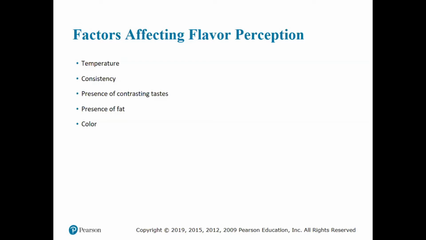Contrasting tastes are a great way to affect flavor perception. You want something to pop, throw a contrasting flavor with it. That's why people love sweet and sour sauce. Okay, they have a contrasting taste. It makes it pop, and it gives an ooh moment as far as flavors are concerned.